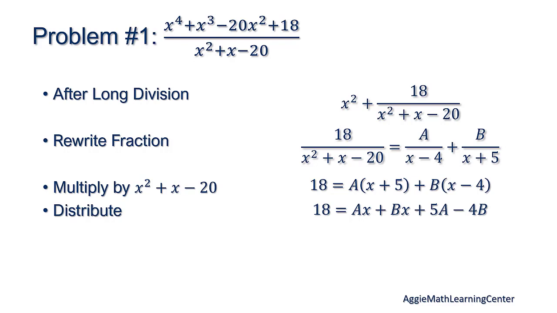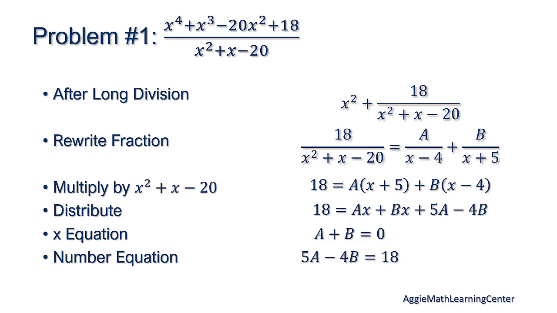Next we will create a system of equations to figure out what a and b are. Notice that if we combine the two x terms, we get a plus b times x, and that there are no x's on the other side of the equation. Therefore, we can say that a plus b equals 0. Additionally, we see that 5a minus 4b is just a term for a number, and that the number on the other side of the equation is 18. Therefore, we can say that 5a minus 4b equals 18. Now, we have 2 equations and 2 unknowns, meaning that we can solve this system of equations.